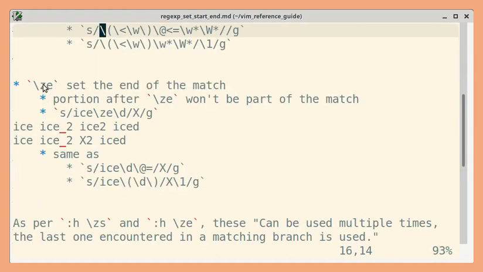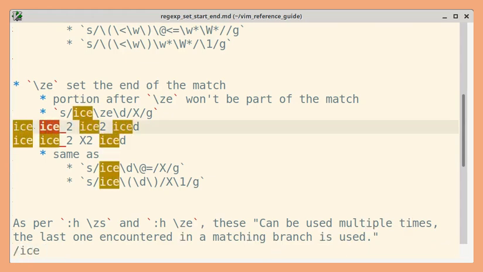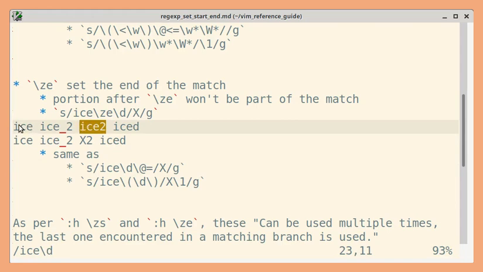Next, let us see a similar example with setting the end of the match. So now the portion that comes after \ze won't be part of the match. So suppose you want to match eyes only if it is followed by a digit character. So eyes followed by a digit character. Only such matches are needed, and in such cases we need to replace only the eyes part with X. The digit part should not be replaced.